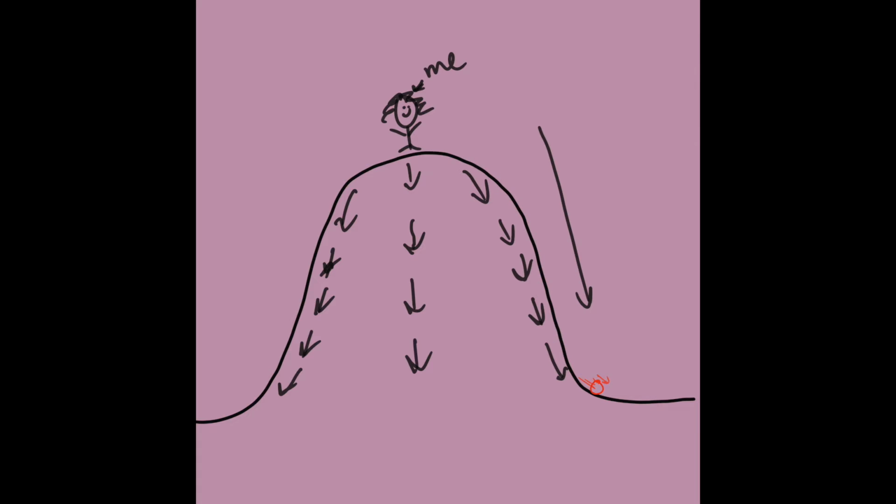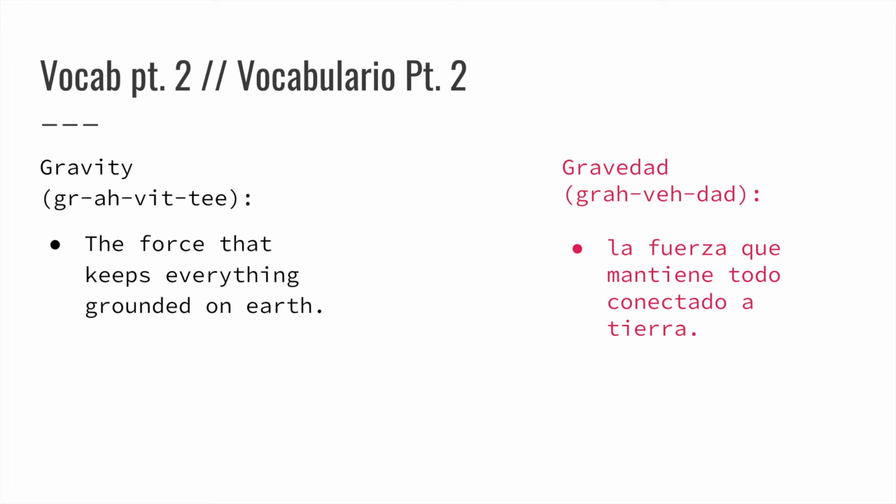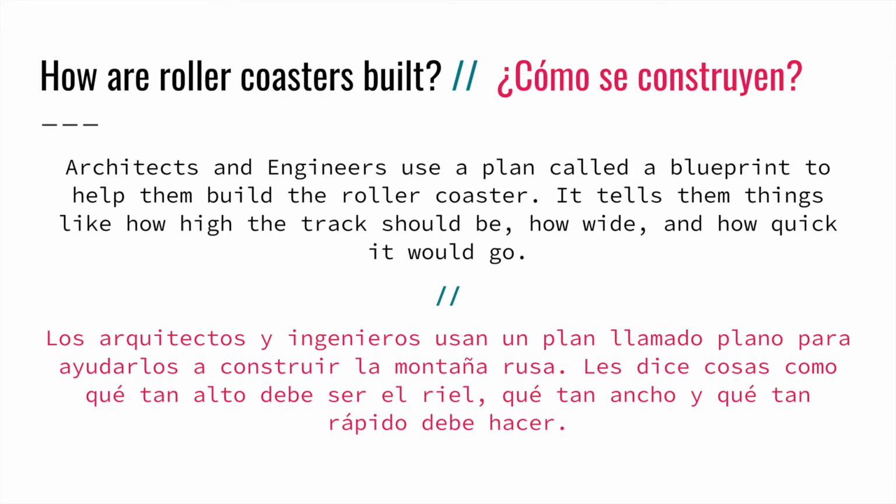So, when something is going down a hill or something steep, gravity is pulling it in the direction that it's going, making the thing go faster. So you can see the ball on the screen is rolling downhill, but because gravity is in effect, it's pulling it and making it go faster. So, with that being said, how are roller coasters built? Well, architects and engineers use a plan called a blueprint.